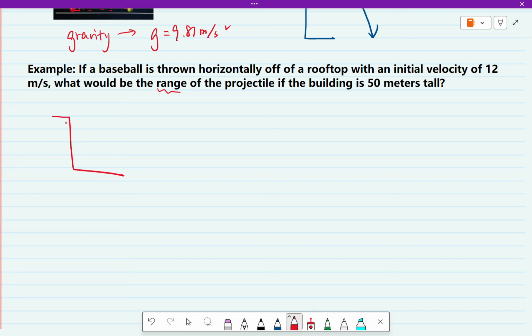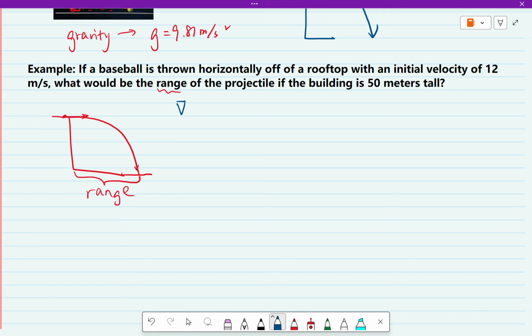So if we draw a simple diagram, here's a baseball on a rooftop. It fires horizontally. It will go something like this if we think about it realistically. And this would be the distance that the baseball traveled on the horizontal dimension, on the x-axis, and this would be the range of the baseball. So this is what we're looking for, and now we will start this question by listing what we have.